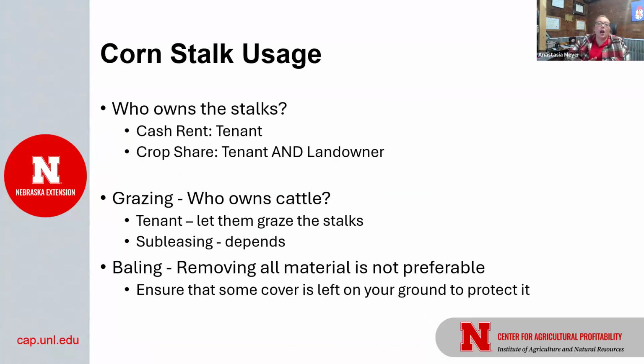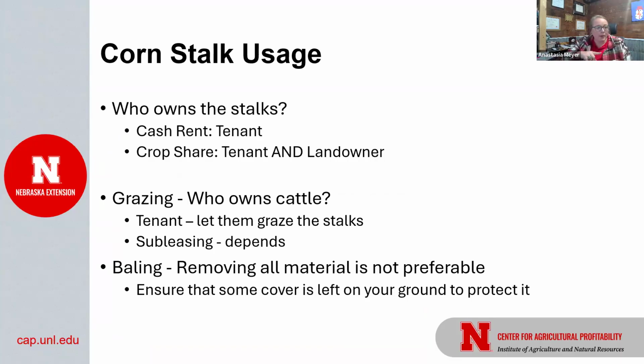Okay. And then commonly in leases, we often find that corn stalks are not addressed. This is probably one of the big things that becomes a conflict point among tenants and landowners. So the first question is, who owns the stalks? If it's cash rent, the tenant owns all the stalks. If it's a crop share, the tenant and landowner own the stalks.